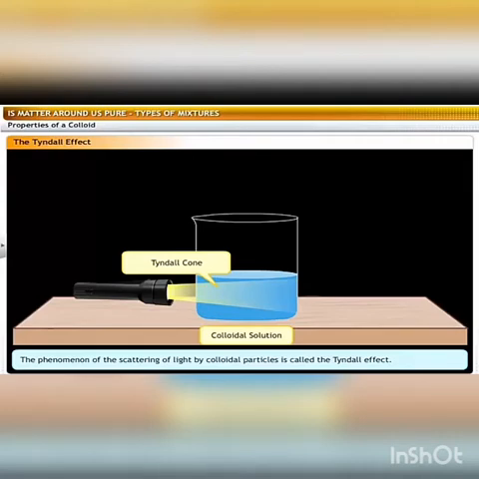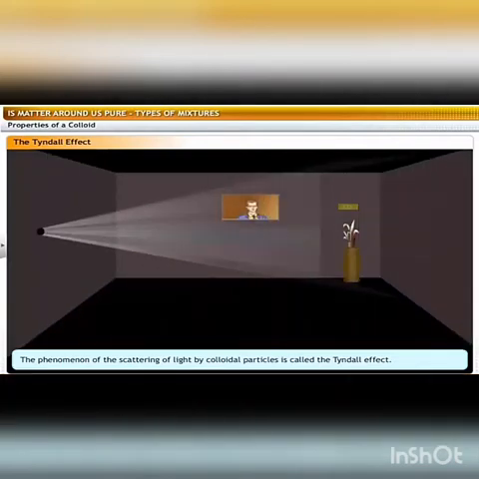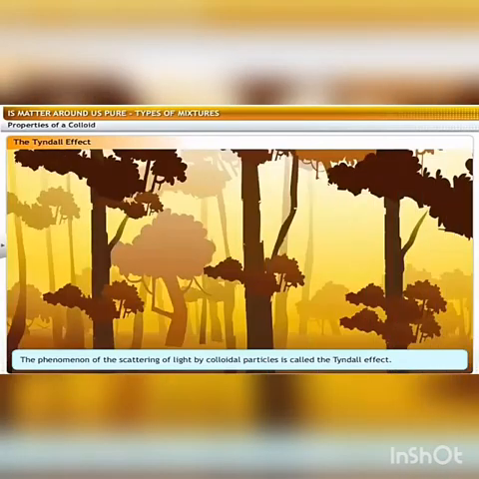The Tyndall effect can also be observed when a fine beam of light enters a room through a small hole. This happens due to the scattering of light by the particles of dust and smoke in the air. When sunlight passes through the canopy of trees in a forest, you can see the Tyndall effect at work again. In the forest, mist contains tiny droplets of water, which act as particles of colloid dispersed in air.